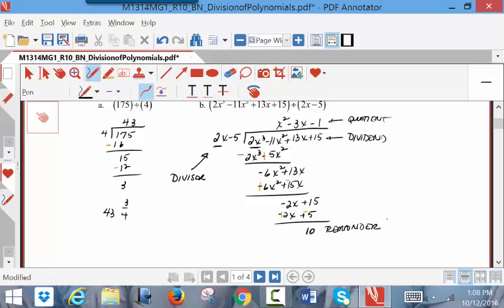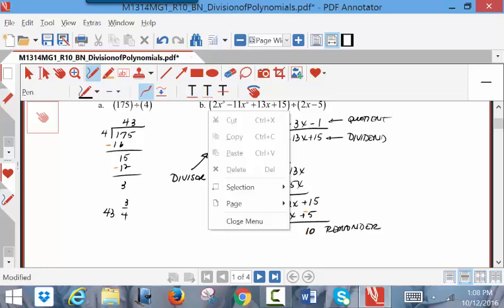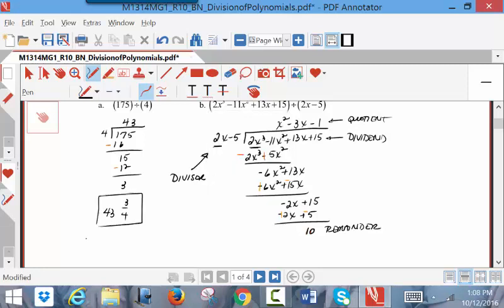Now, just as when I took 4 into 175 and got a remainder of 3 and I wrote a mixed number out of it, we can write a mixed number out of this division of polynomials. The way we do that is we say, okay, the quotient is x squared minus 3x minus 1. And then I take the remainder over the divisor. So I use a plus sign and put 10 over 2x minus 5. This is like your mixed number, but you put a plus sign between this trinomial and that fraction, that rational.